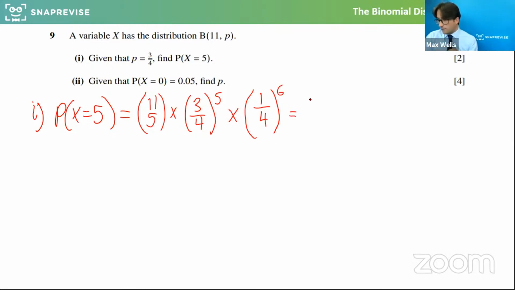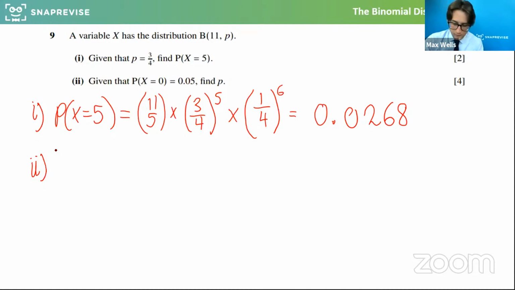And let me know what you get. So let me know if you've done it. Do feel free to share your answer in the chat. And then lovely, well done. Excellent to those that have done this. So 0.0268.